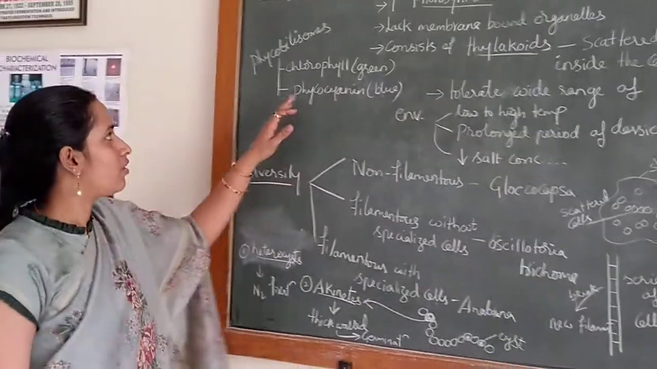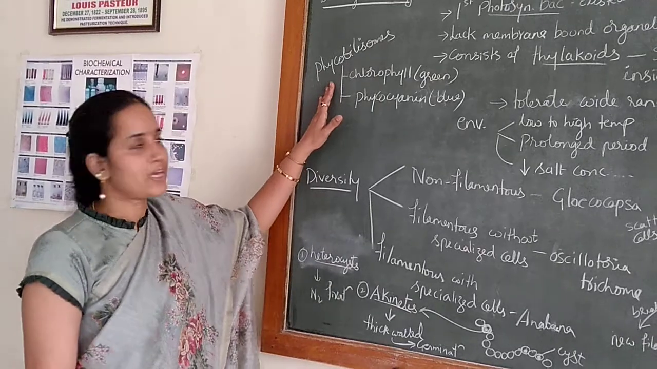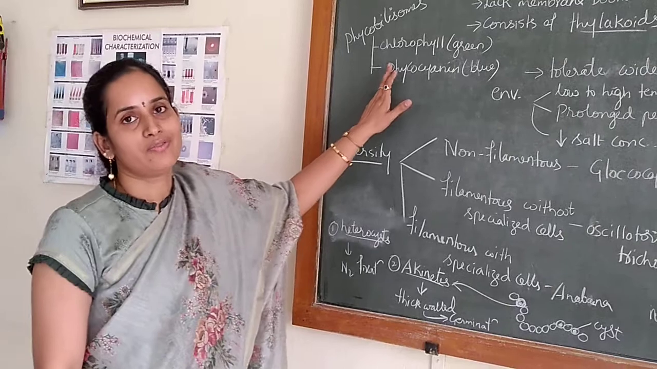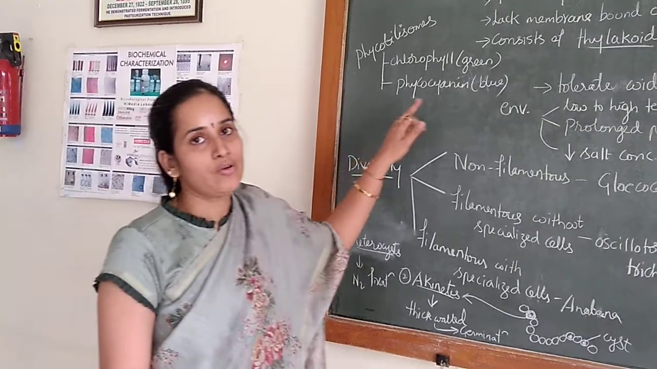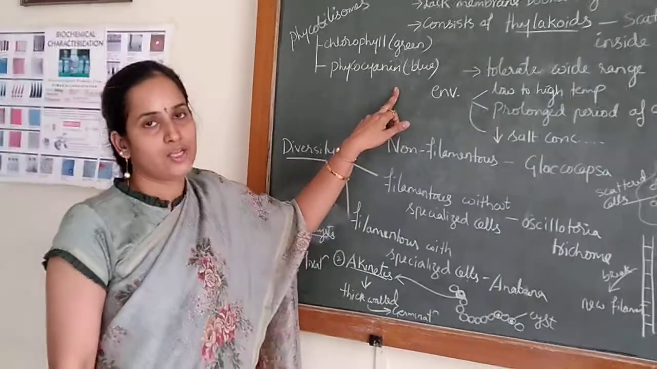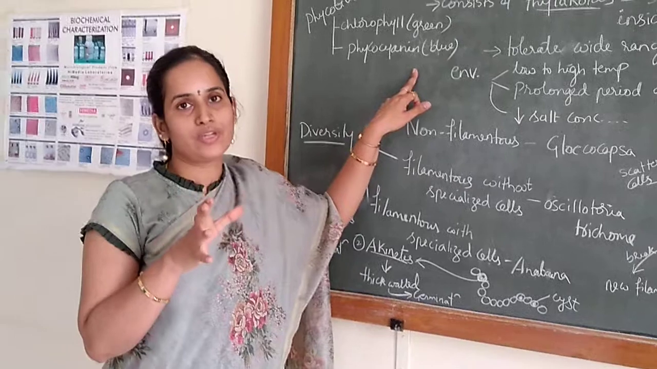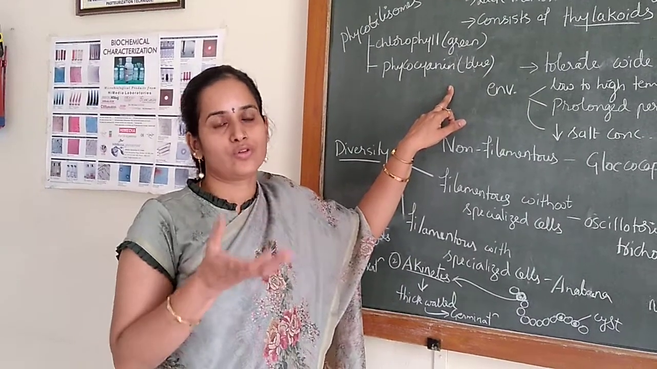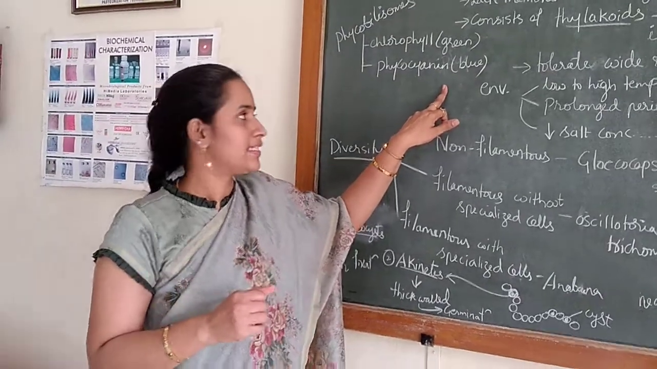Apart from the thylakoids, you can see the phycobilisomes. Mainly there are two types of pigments, chlorophyll and phycocyanin. The chlorophyll is responsible for imparting the green color, whereas phycocyanin is important to impart the blue color. As a result, you can see the green or greenish-bluish coloration when there is a growth of cyanobacteria in the water sample or in the soil samples.